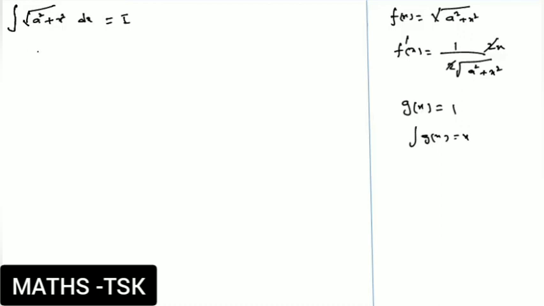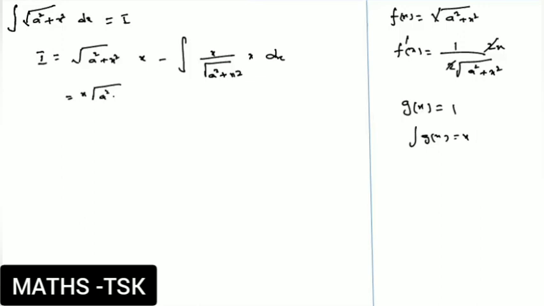So I can write the formula now for I as, what is I? f of x, that is root of a square plus x square, into integration of g of x as x, minus integration of f dash of x is x by root of a square plus x square, and then integration of g of x is x into dx. Now this is x into root of a square plus x square minus integration of x square by root of a square plus x square.